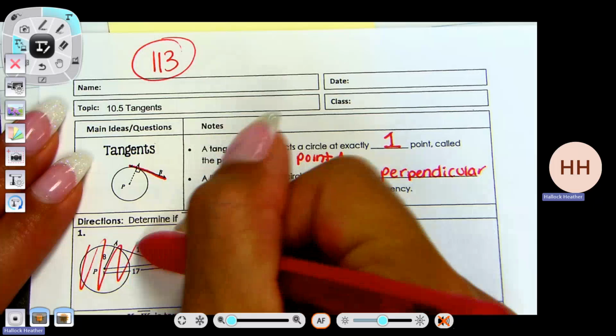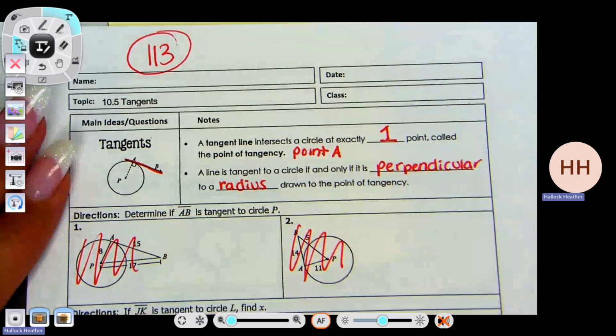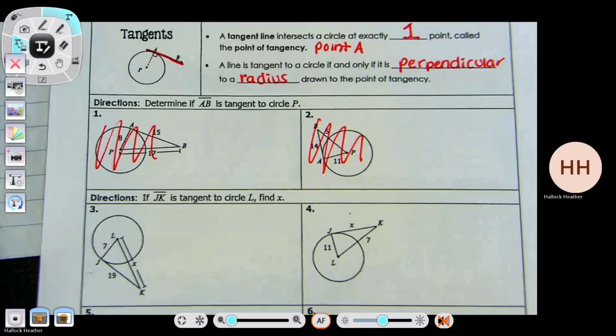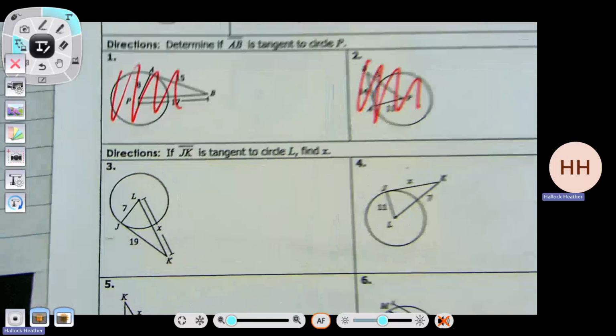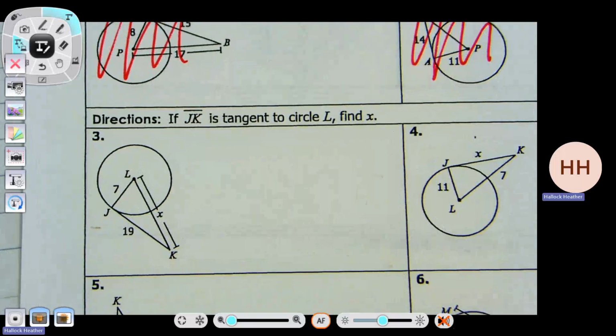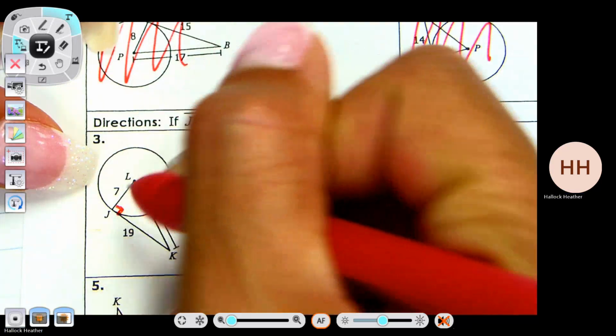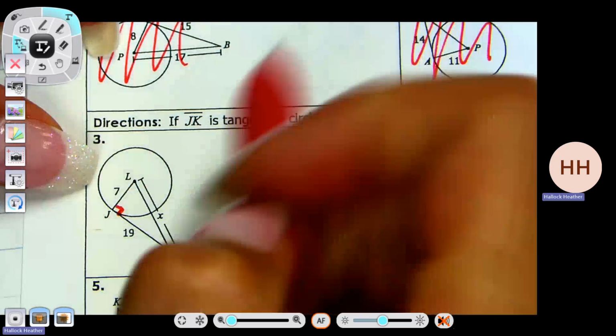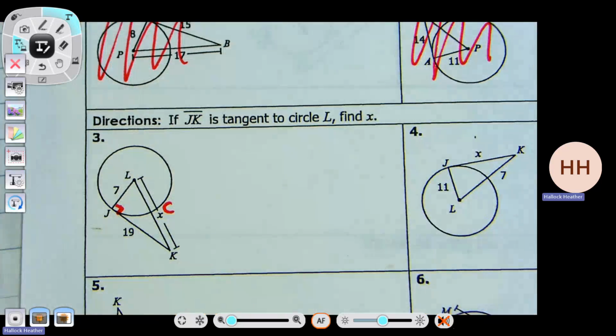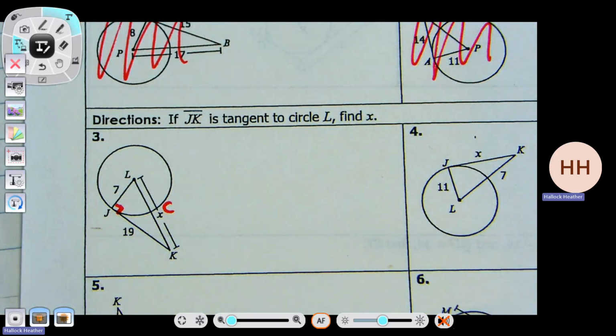We're going to skip 1. Let's skip 2. Let's go to 3. So 3 says that JK is tangent to the circle. We need to find X. Pythagoras, he's back again. Because this is making a right angle right here, the opposite side is going to be C. It's making a triangle. So we're going to use the Pythagorean theorem.